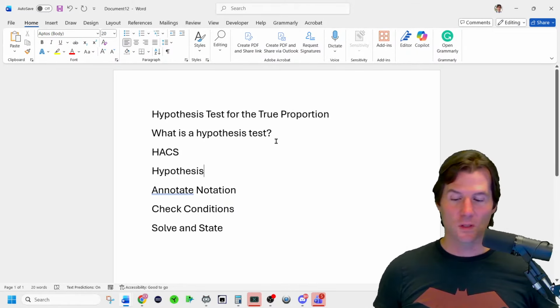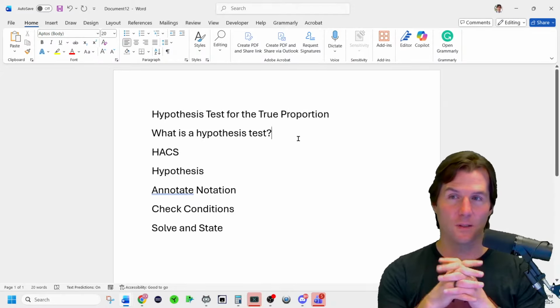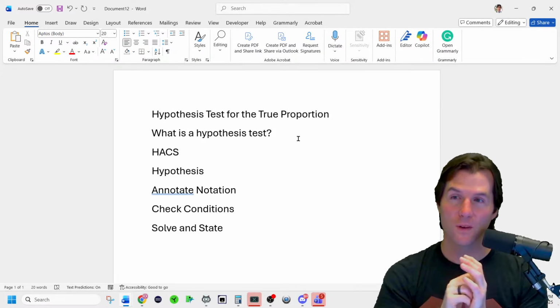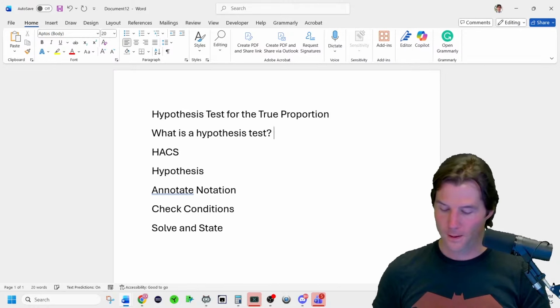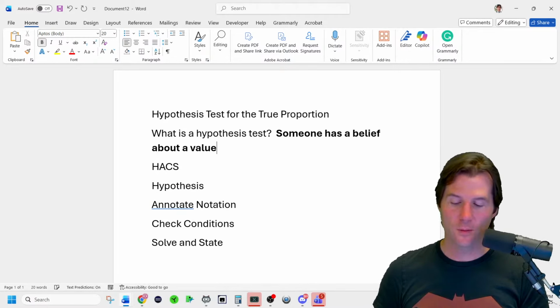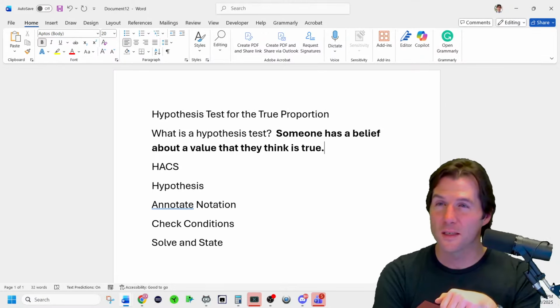So with this, let's talk about what a hypothesis test is. A hypothesis test is just that somebody believes some value is true to start. So someone has a belief about a value that they think is true. What do we mean by that?